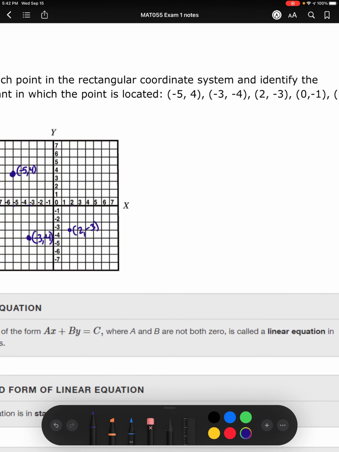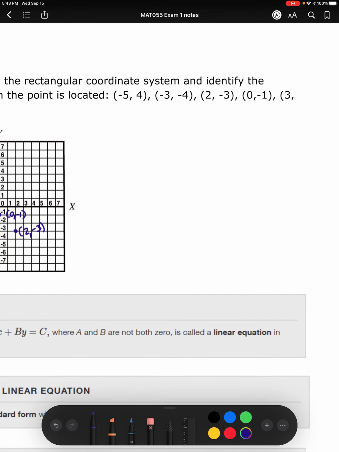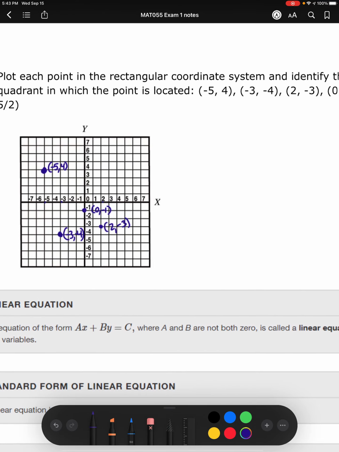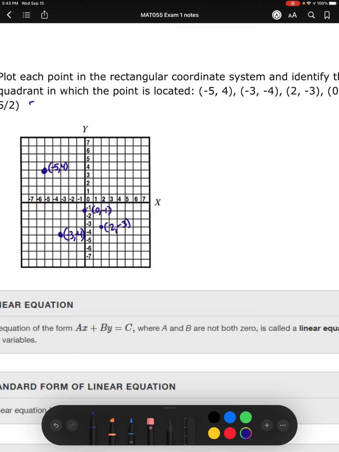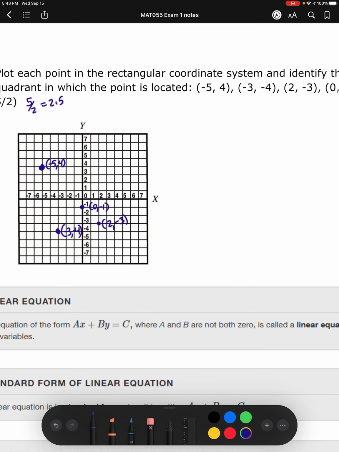0, -1 is right here. And 3, 5 halves. So 5 halves is 2.5. I'm going to go over to 3 and then up 2 and then right in between the 2 and the 3. Positive 5 halves. And there we go.